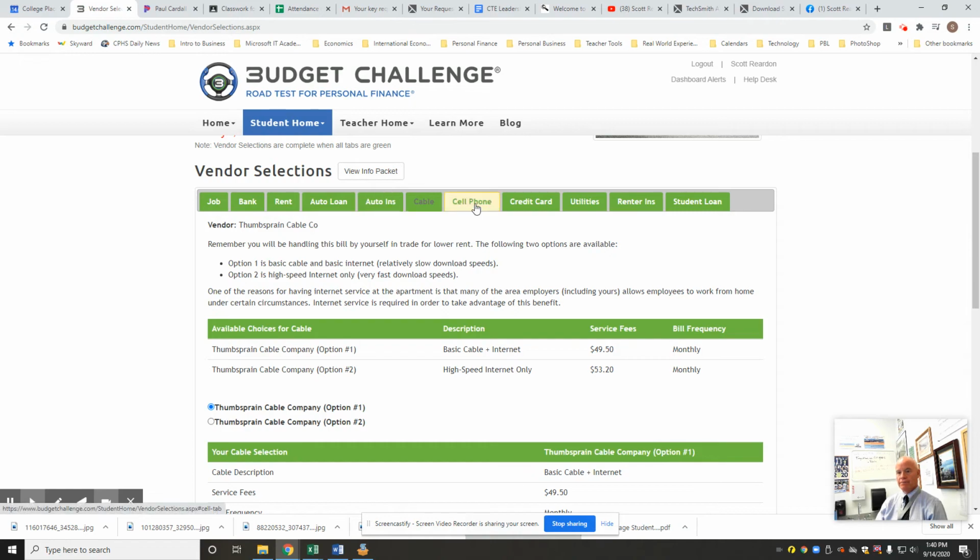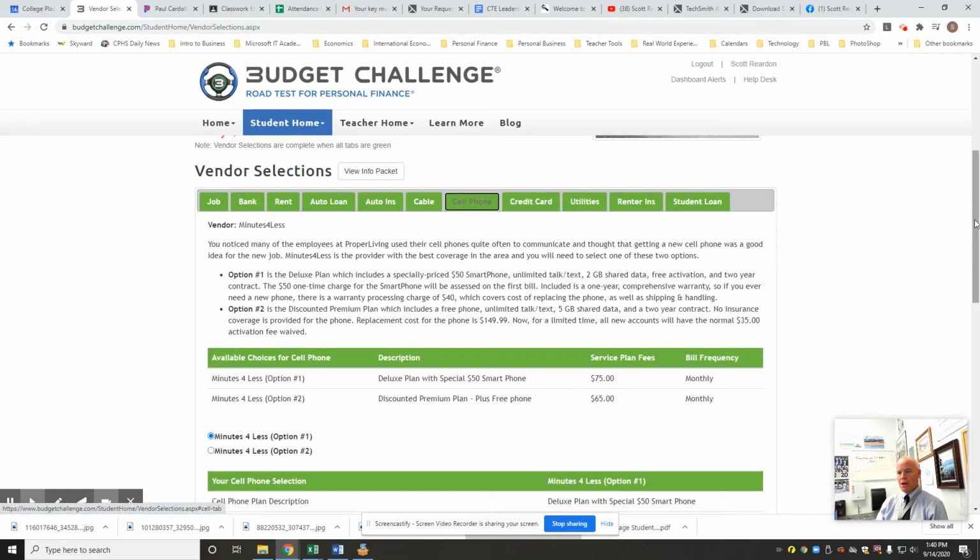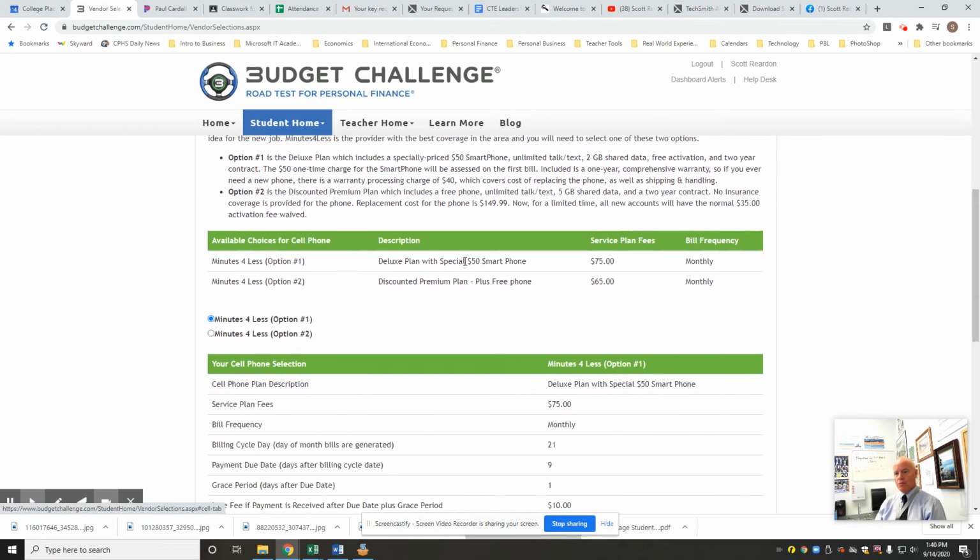That's cable. Cell phone. With option 1, you pay $50 on your first payment plus $75 for your phone. Okay? If you ever want to get another phone, there's a warranty processing charge of $40, but they cover the cost of replacing it. Otherwise, it's going to be $150. They have some really cheap phones in here, don't they? And I just spent like $750 on a new phone. Did that hurt?